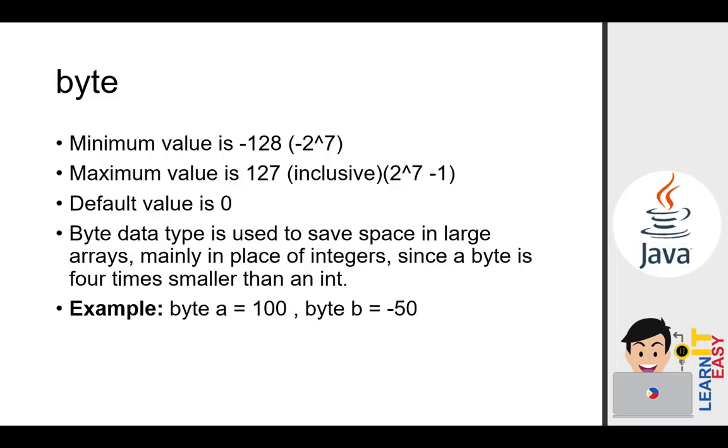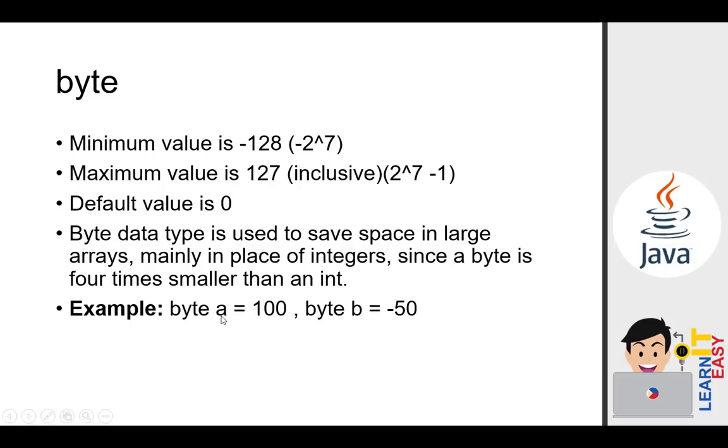Next, the minimum value na pwede mong i-store is negative 128 and the maximum is positive 127. The default value is 0 and byte data type is used to save space in large arrays, mainly in place of integers since a byte is 4 times smaller than an int. So, example, declaration niya ay byte A. For example, byte is the data type, A is the name of the variable or the identifier, and we are actually assigning it the value of 100.